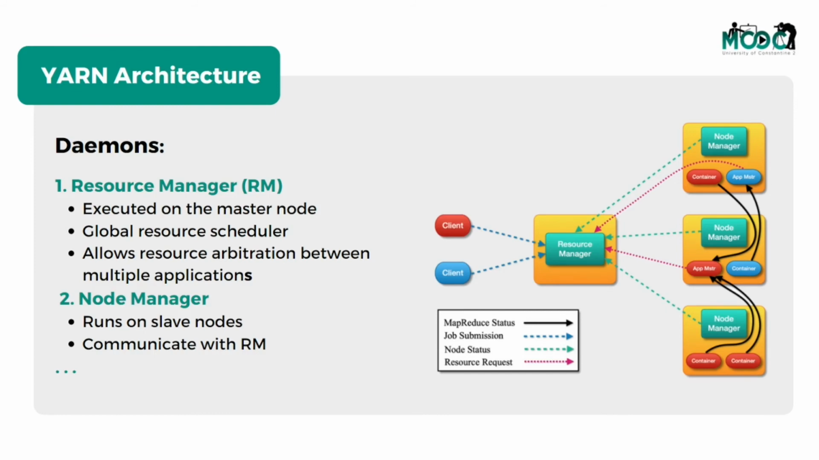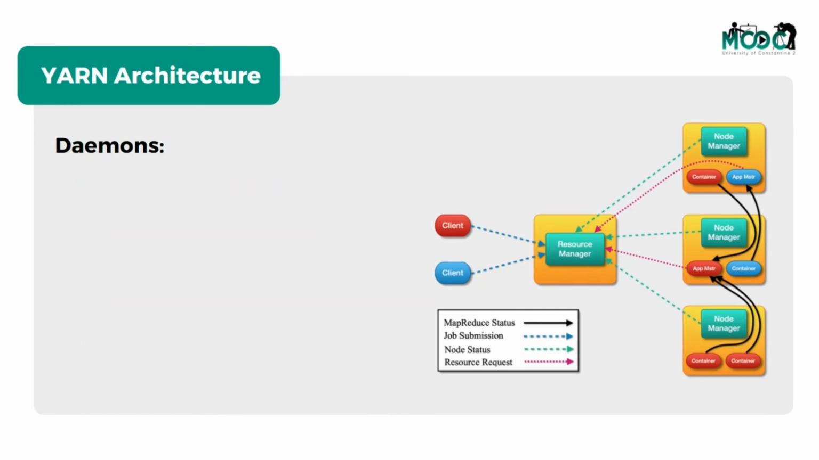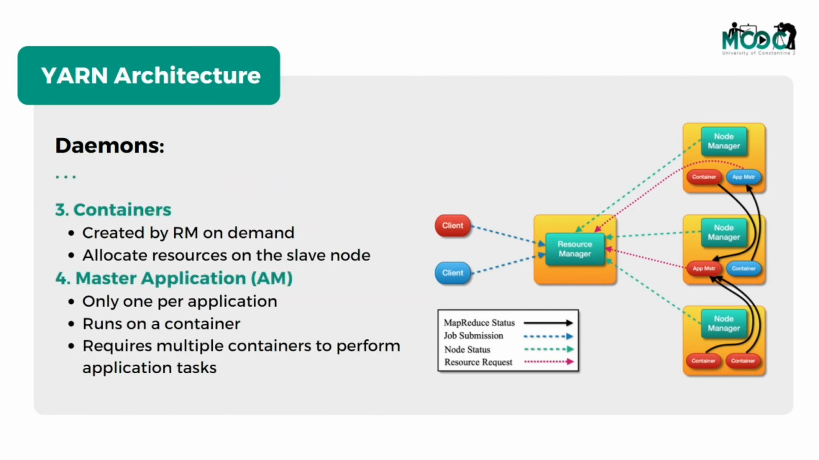The resource manager is executed on the master node. It works as a global resource scheduler. It allows resource arbitration between multiple applications. We have the node manager. It runs on slave nodes, and it communicates with the resource manager, usually to ask for resources. We have the containers. The containers are created by the resource manager on demand. They represent an allocated resource in the cluster. And we have the application master. There is only one per application, and it runs in a container. It requires multiple containers in order to perform an application's tasks.